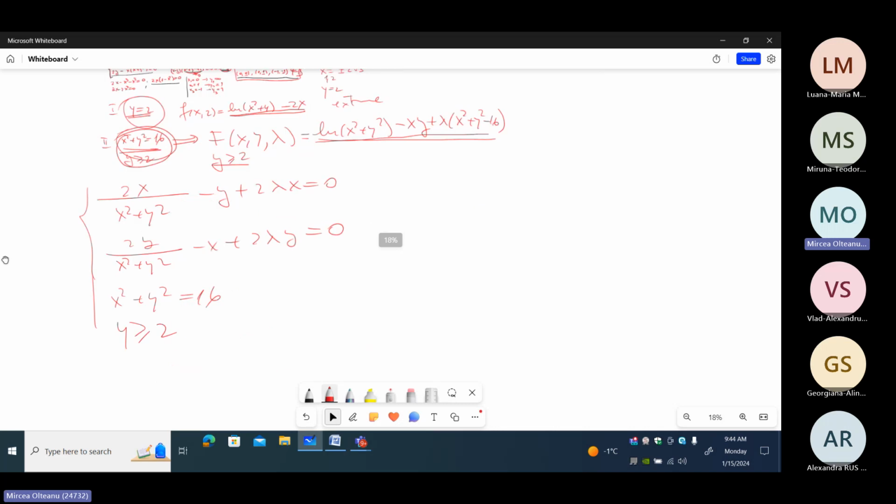Now, to solve this system, you can do it in the same way as before. So subtract the two equations, and then continue.